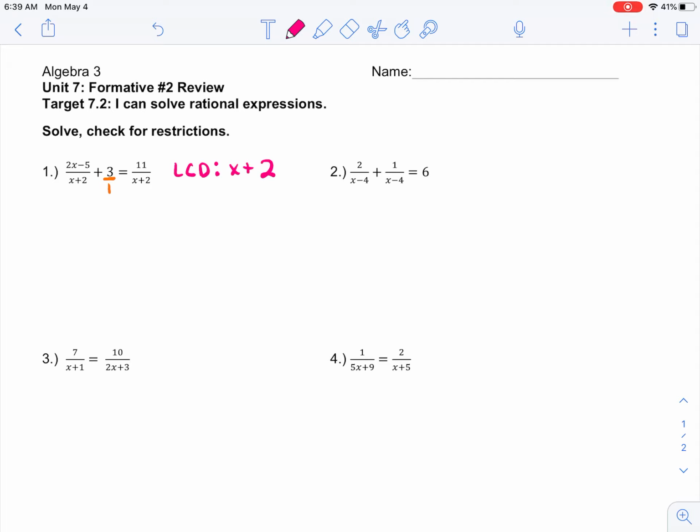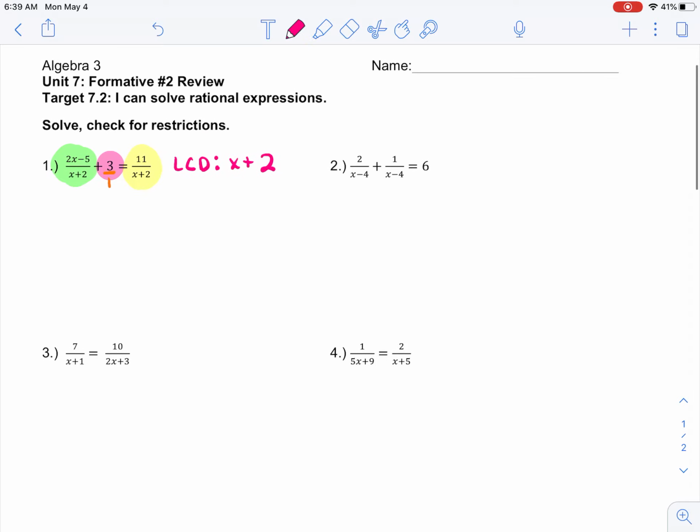So to solve this rational equation, we're going to multiply all 3 terms by x plus 2. Notice that we have 1, 2, 3 terms. And so we're going to multiply, and it's kind of a pain, but we're going to put an x plus 2 next to each of the terms. So for the fractions, I just set that x plus 2 next to it, but for that whole number, I put it in parentheses.